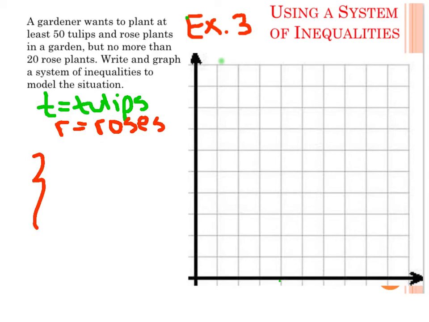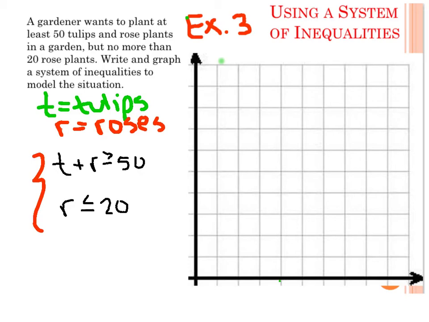All right, now I need to write a system of equations to model this. Now, tulips plus rose plants has to be at least 50. Now, at least, again, remember, means I could have more, right? But the bare minimum is 50, so that's going to be greater than or equal to. But no more than 20 rose plants. So rose plants has to be less than or equal to 20.